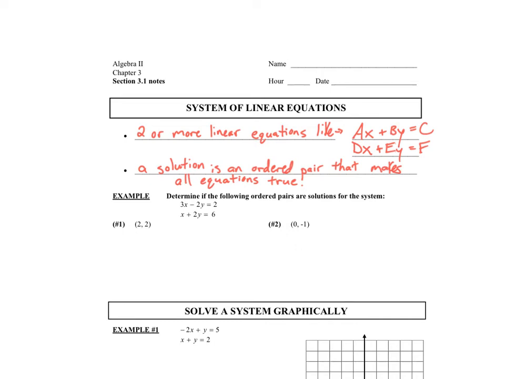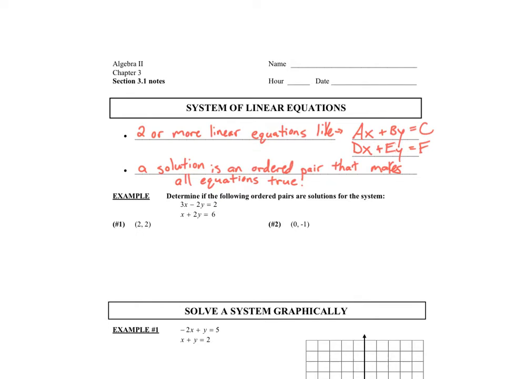All right, moving into chapter 3, we start getting into systems of equations. A system of equations is two or more linear equations that look like this: Ax plus By equals C, Dx plus Ey equals F, where those capital letters A, B, and C are just any number, and D, E, and F are any number, and then x and y are just the variables in the equation.